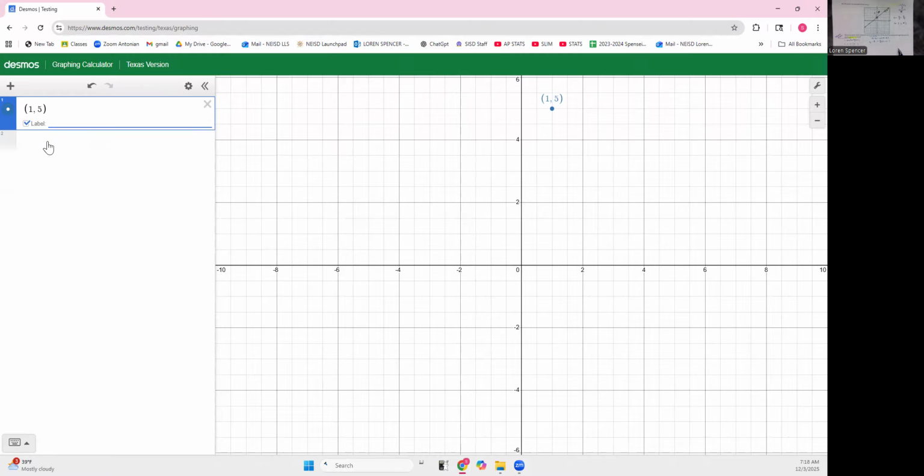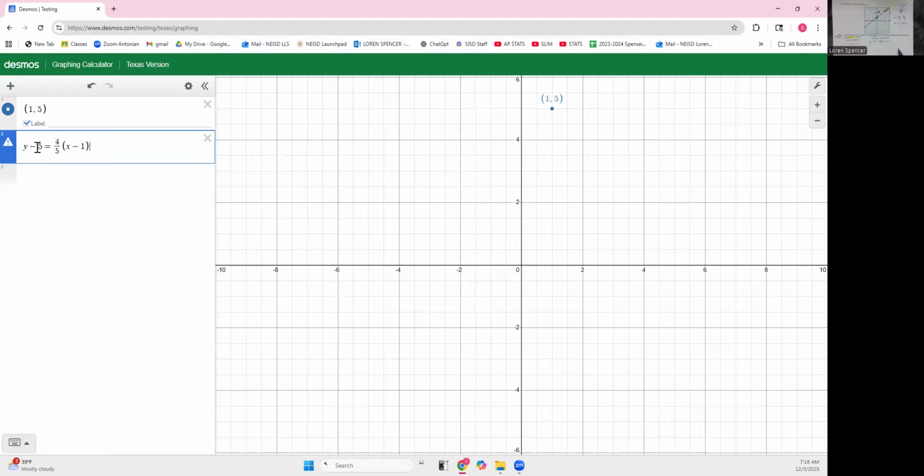We came up with y minus 5 equals 4/5 (x minus 1), because we're about to run into a problem here. And it won't graph it. Why? Because this 5 is on the wrong side.